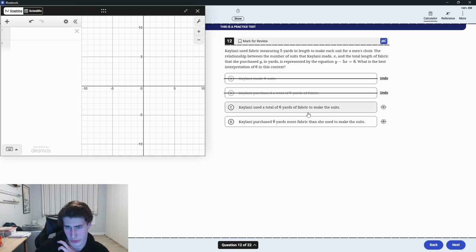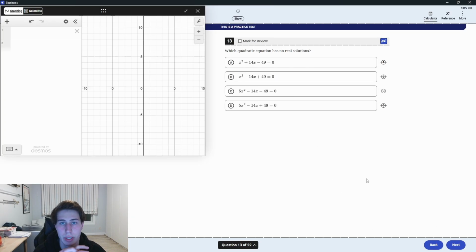She used a total of 6 yards of fabric to make the suits. This also doesn't make sense because it's the same thing. You can't have 0.2 of a suit. If you're using 5 yards of fabric per suit, that doesn't make any sense. And Kaylani purchased 6 yards more fabric than she used to make the suits. And that actually makes sense, because in the equation y equals 5x plus 6, x is how many suits she made, y is how much fabric she bought, and 6 is your intercept, that's how much fabric is left over. So in this case, D is our correct answer.